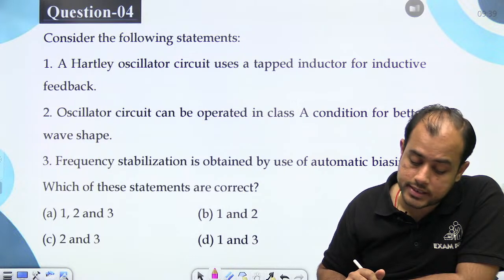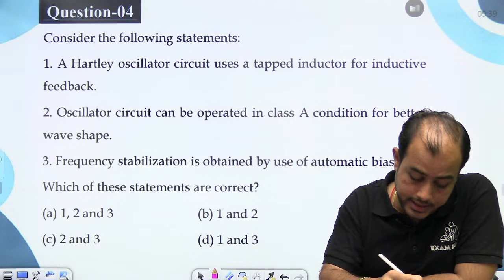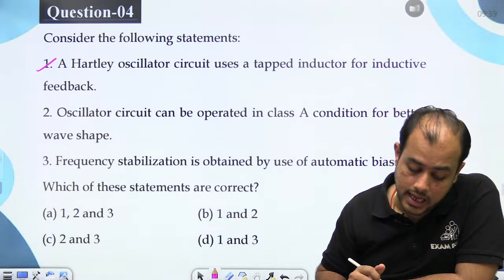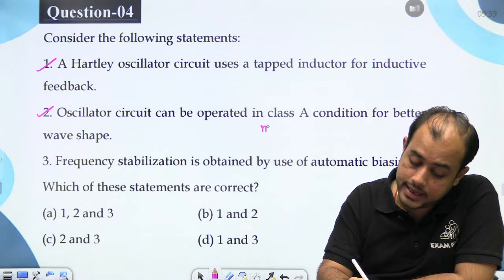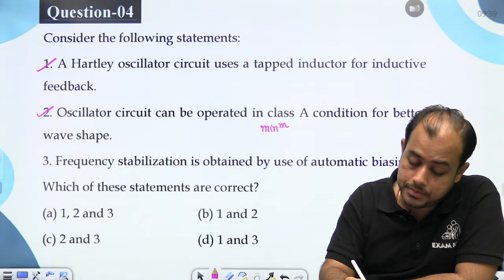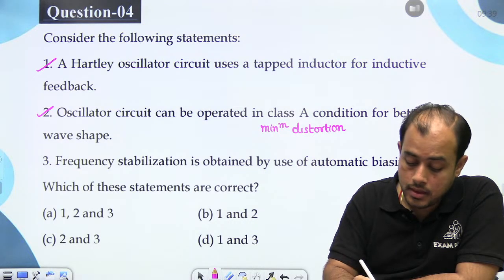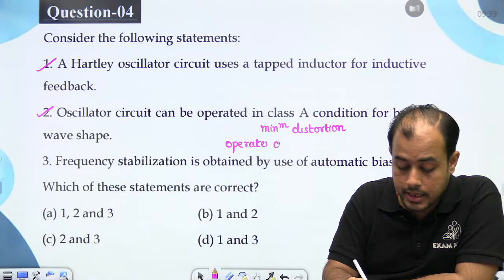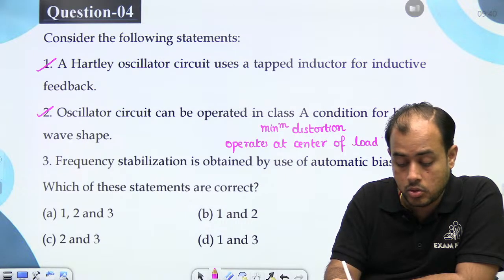A Hartley oscillator uses a tapped inductor for feedback. Correct. An oscillator can be operated in class A condition for better wave shape. Yes, because class A has minimum distortion. Why? Because it operates at the center of the load line.